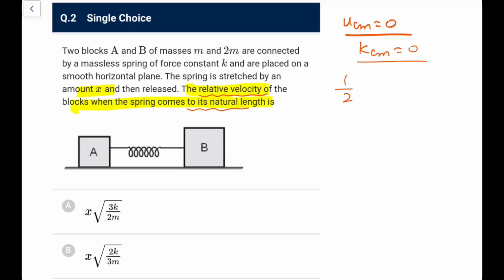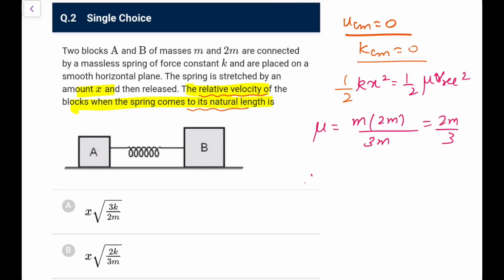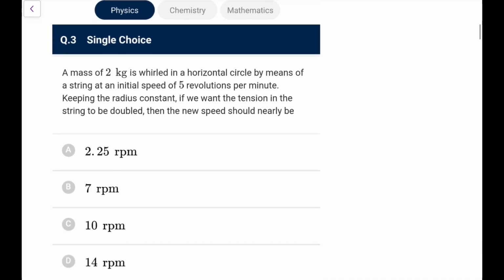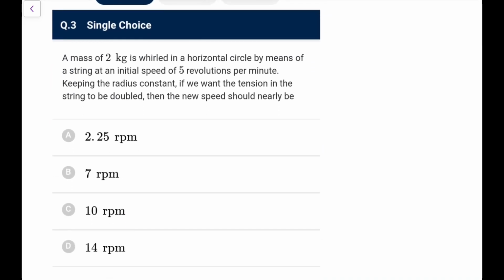I can directly say the loss in energy of the spring, half kx square, would be equal to the kinetic energy in the C frame, that is half mu v relative square. Mu here will be m into 2m upon m plus 2m, which is 2m by 3. So directly from the above equation, v relative is root k by mu into x, and putting mu, it would be root 3k by 2m into x. So directly go by C frame theory if you know it. Otherwise apply momentum conservation, take speed to be v1 and v2, write m1 v1 equal to m2 v2, and half m1 v1 square plus half m2 v2 square equal to half kx square, and from there solve for v1 plus v2.